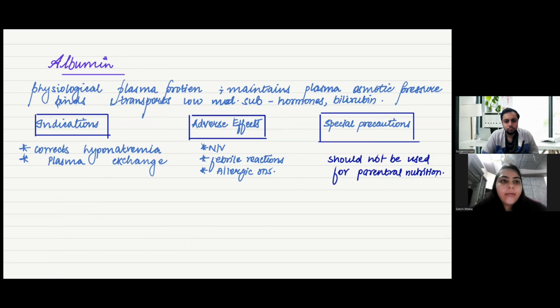Next, we have albumin. Albumin is a physiological plasma protein, as we all know, which maintains plasma osmotic pressure, and it binds and transports low molecular weight substances like bilirubin and hormones. The indications of using albumin: it corrects hyponatremia, and the adverse effects are it can lead to nausea, vomiting, febrile reactions, or allergic reactions. But there are special precautions with albumin, which should not be used for parenteral nutrition.